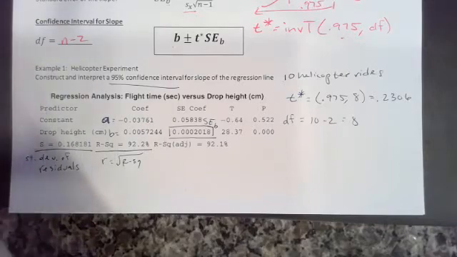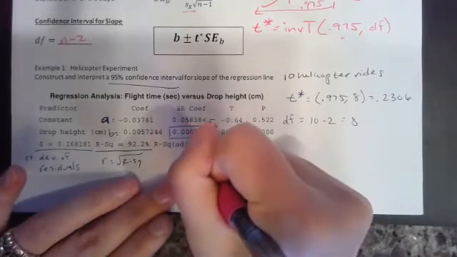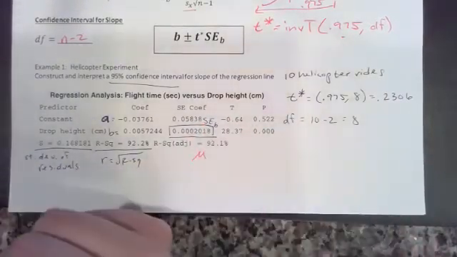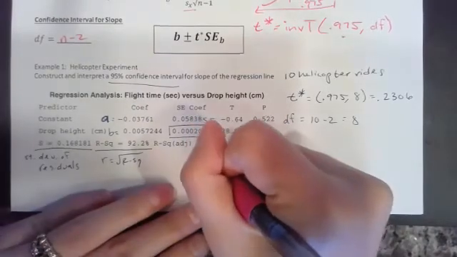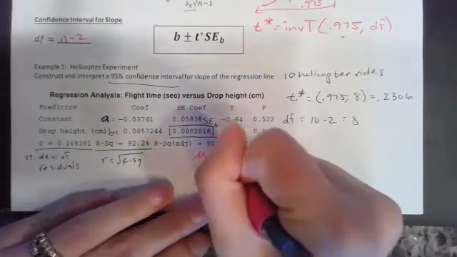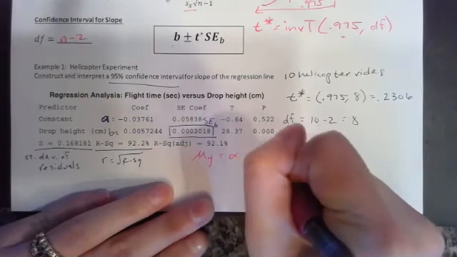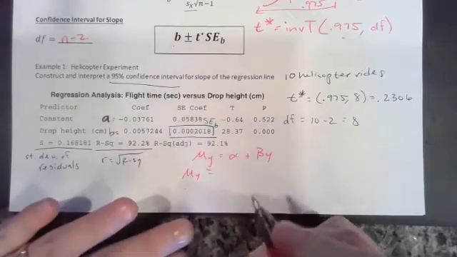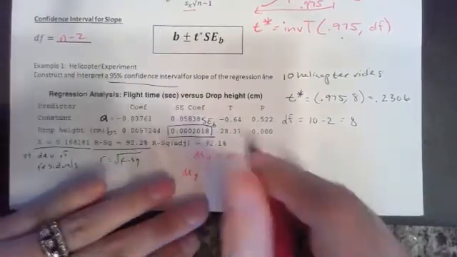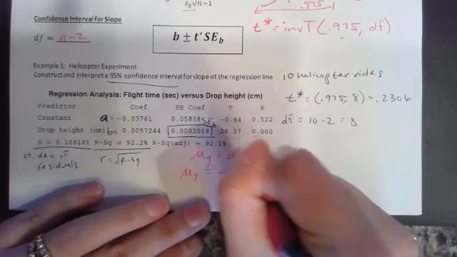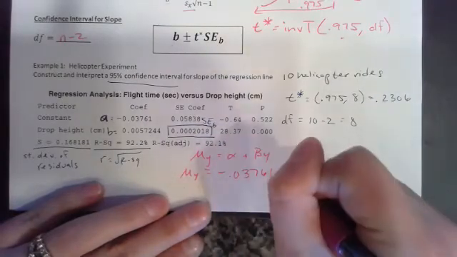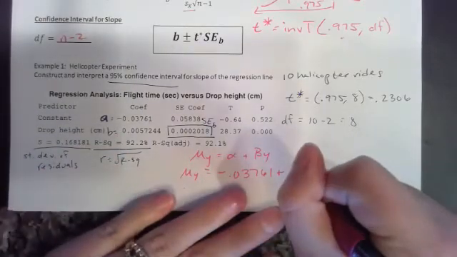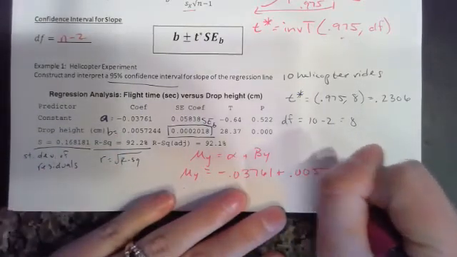So now I'm going to go ahead and write out my formula. All right, so I got mu y, it's alpha plus beta x. So let's go ahead and plug stuff in. So alpha is going to correspond to a, which is going to be negative 0.03761, plus beta is going to correspond to b, 0.0057244.